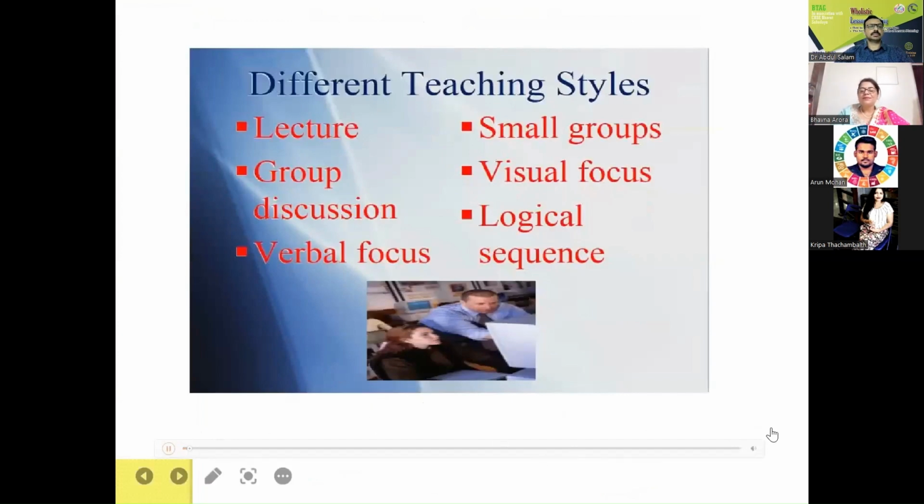Good morning, everyone. Today we'll learn more about multisensory learning. This is prepared by Ms. Bhavna Arora, PGT English.